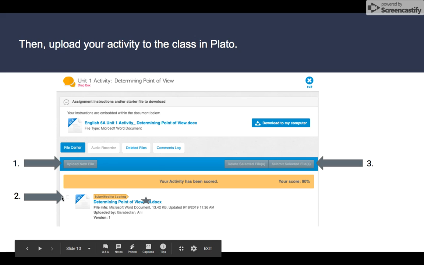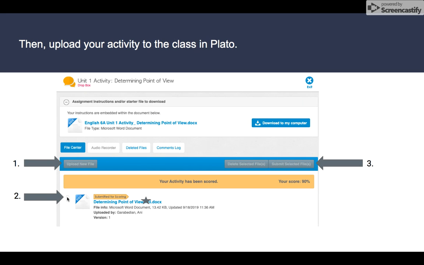It will appear here. You click this little box, just like a PE log, and then you submit your selected file. You won't have the score right away, but that's it. Step 1, step 2, step 3, okay? Talk to your teacher if you need help uploading.